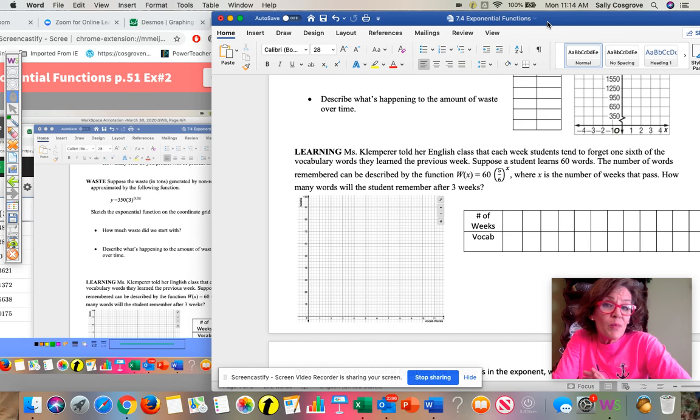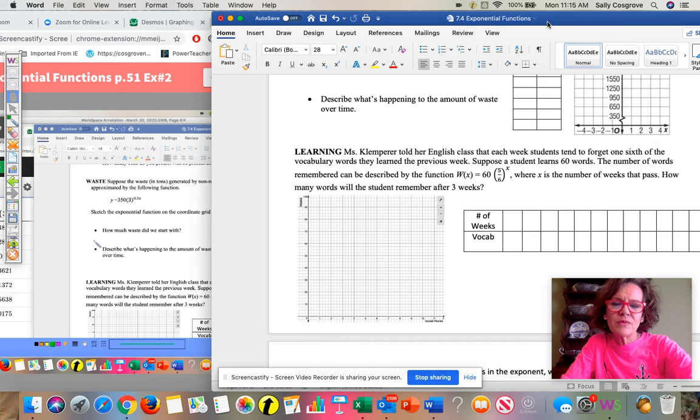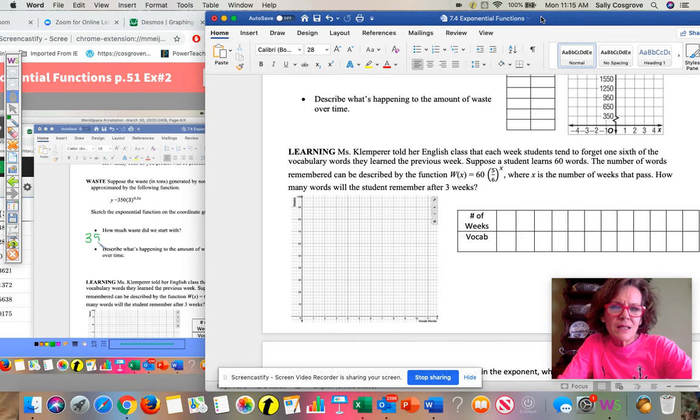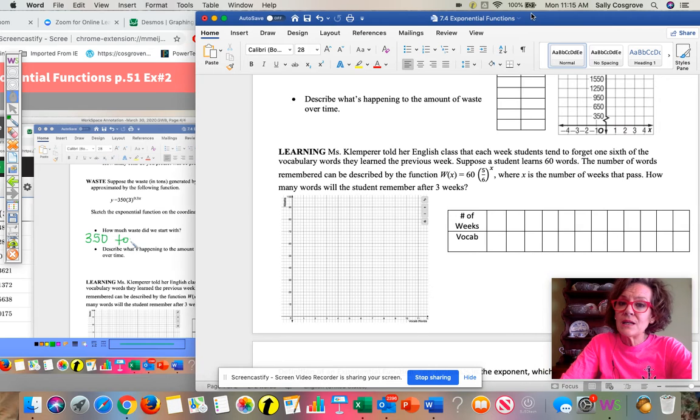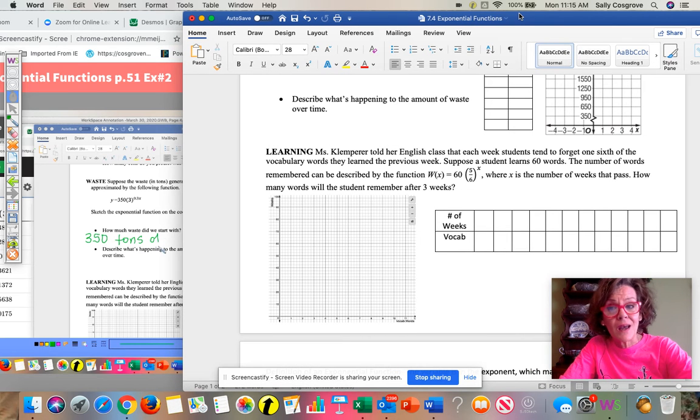Okay, so now we're back for example 3 of exponential functions on page 51, and we're right down here at the bottom. Mrs. Klimperer, let's get right on it. It says Mrs. Klimperer told her English class that each week students tend to forget 1/6 of the vocabulary words they learned the previous week.